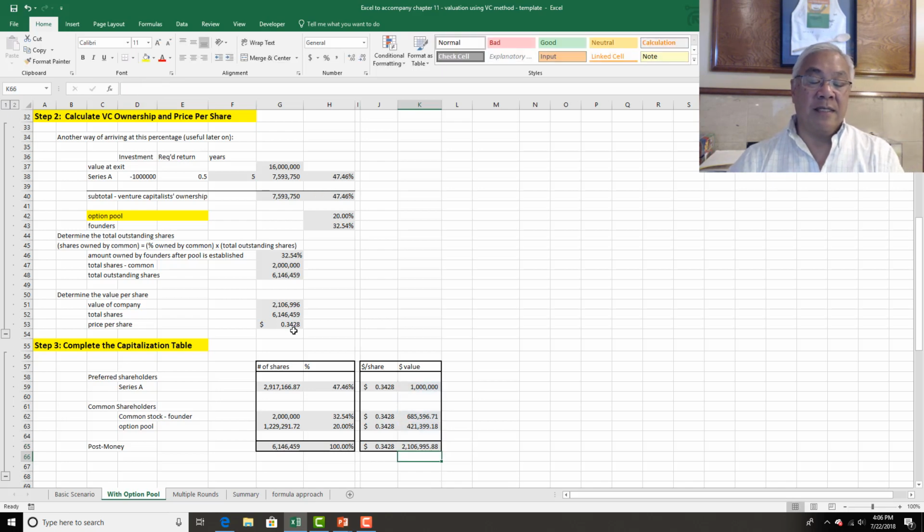Okay, so we have the same valuation, but now since we're adding both venture capitalists and the option pool, our ownership percent has dropped to 32%, and the value of our shares is now at $685. We're watching our net worth disappear as we go.